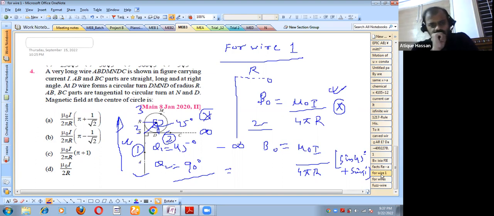Two are outside and one is inside. A, B, D, A, B. Oh, we are making one mistake. I think we may be D. The wire is A, B, D, M, M, and D, C.